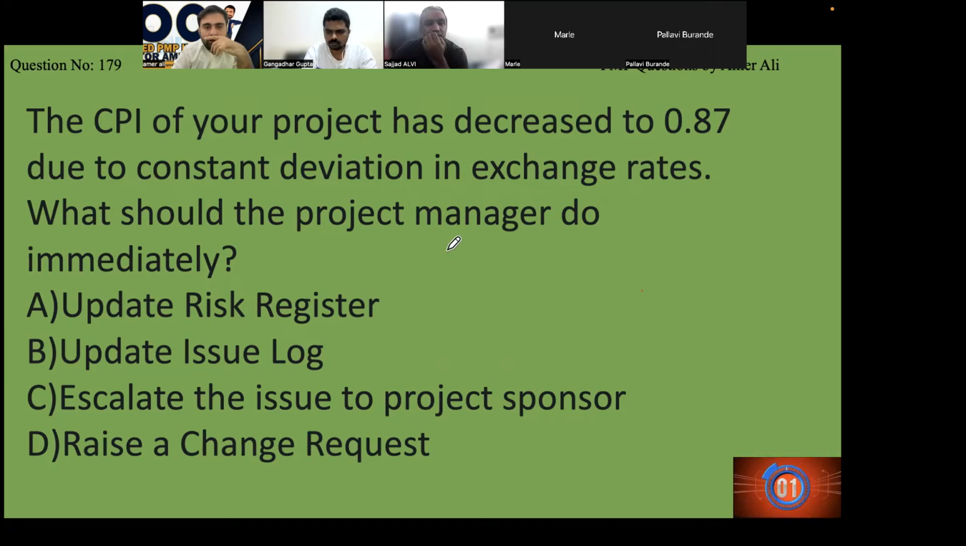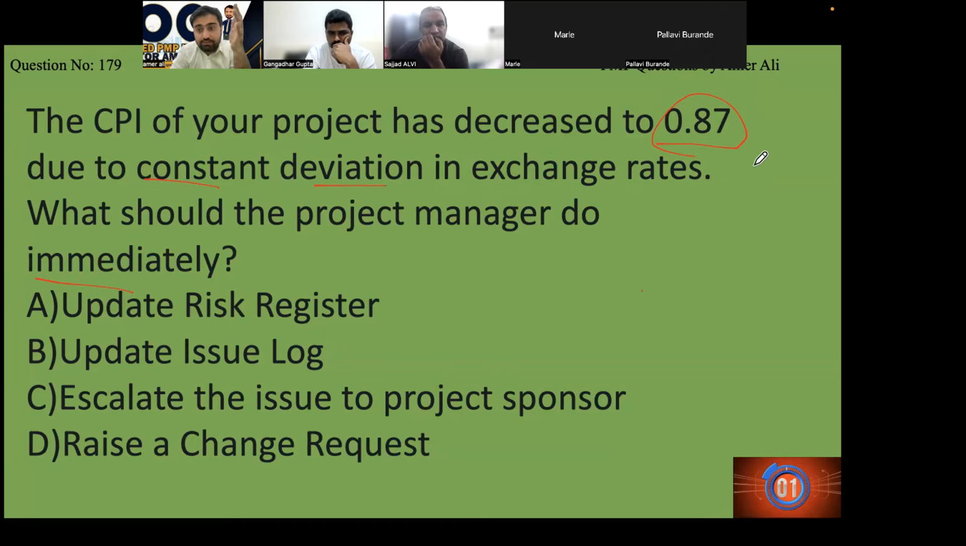What should the project manager do immediately? The CPI of the project has decreased to 0.87. Less than 1 is a bad thing. There is a constant deviation in exchange rate and inflation. What should the project manager do immediately?